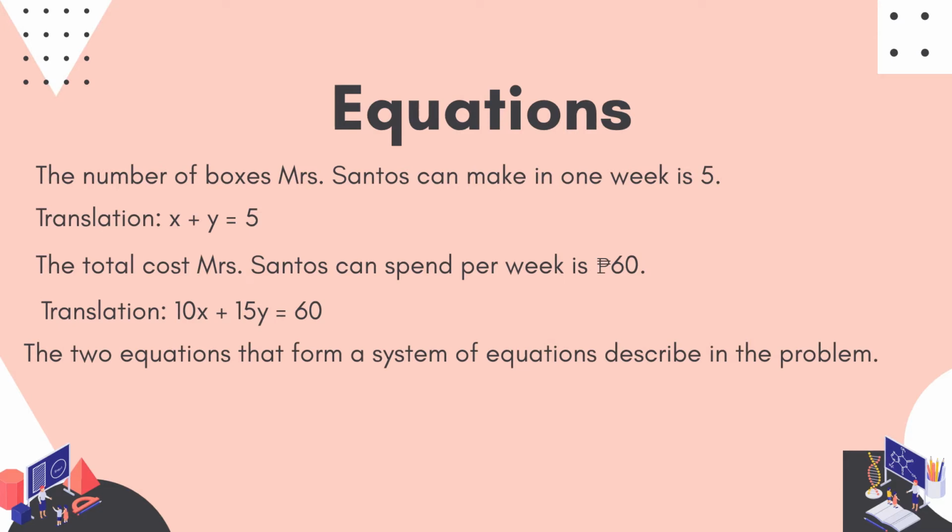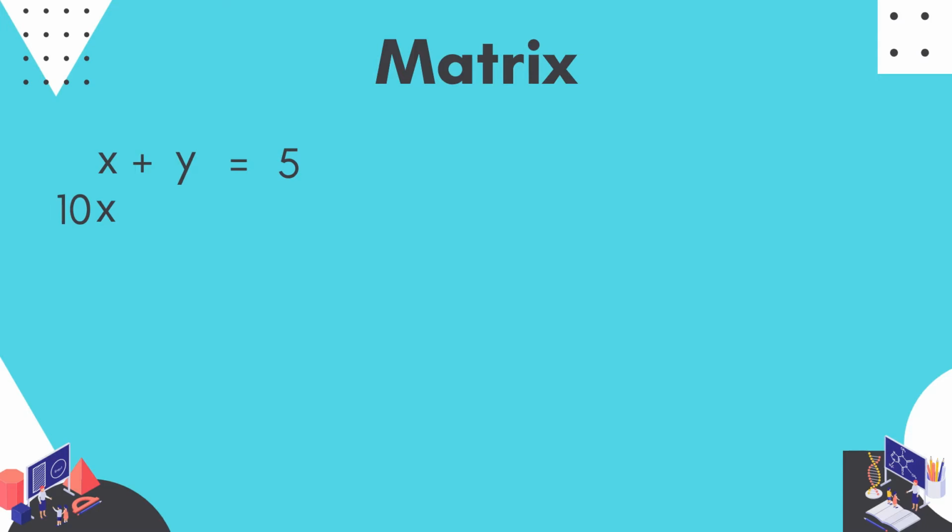The 2 equations that form a system of equations described in the problem are x plus y is equal to 5. This is equation 1. And 10x plus 15y is equal to 60. This is our equation 2. So now we're going to form the matrix of the 2 equations. For our first equation, x plus y is equal to 5. And for the second equation, 10x plus 15y is equal to 60.